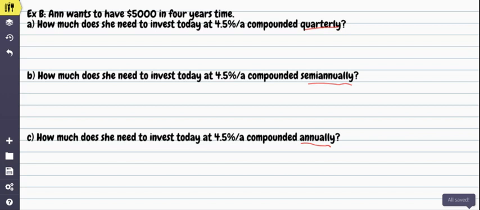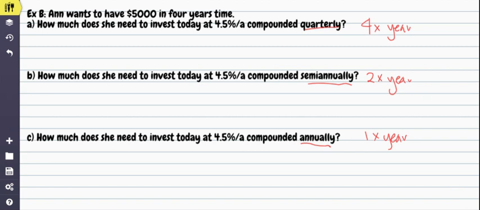So remember, quarterly happens 4 times a year, semi-annually happens 2 times a year, and annually happens 1 time a year. We could have weekly, which is 52 times a year. We could have daily, 365 times a year, all of those things.